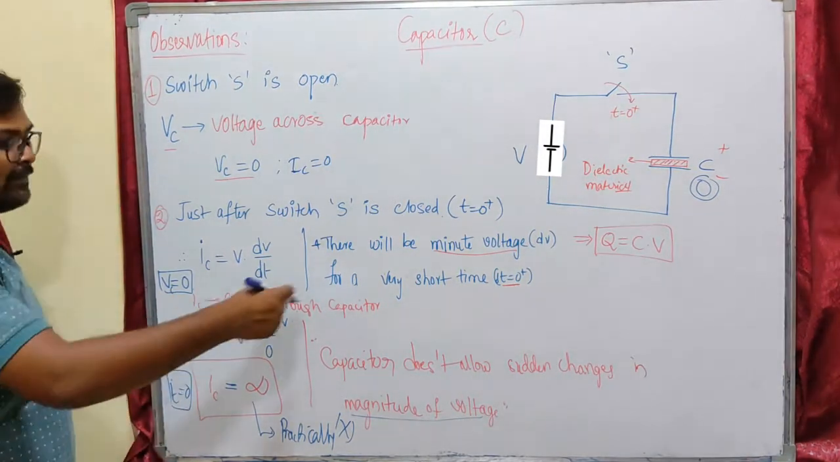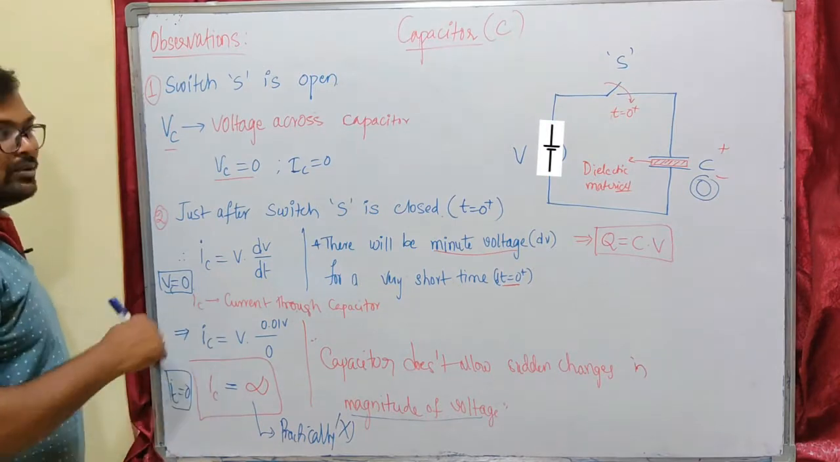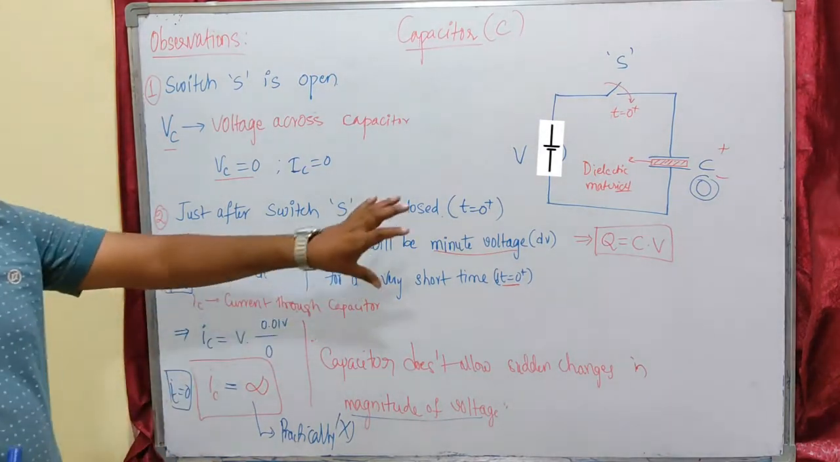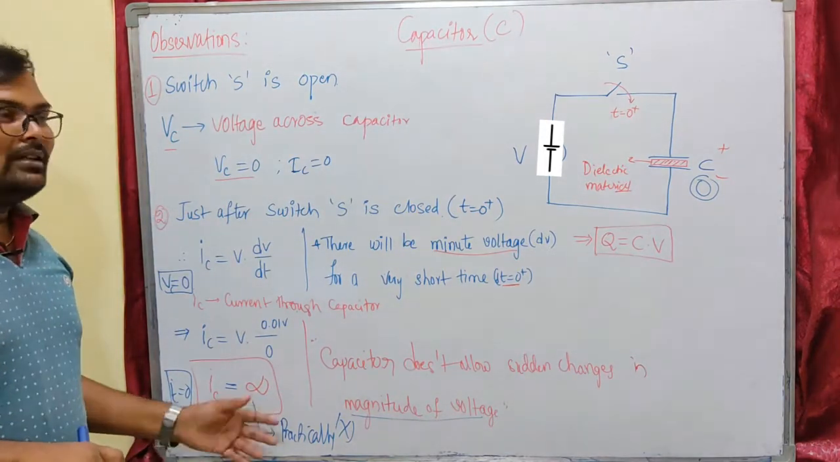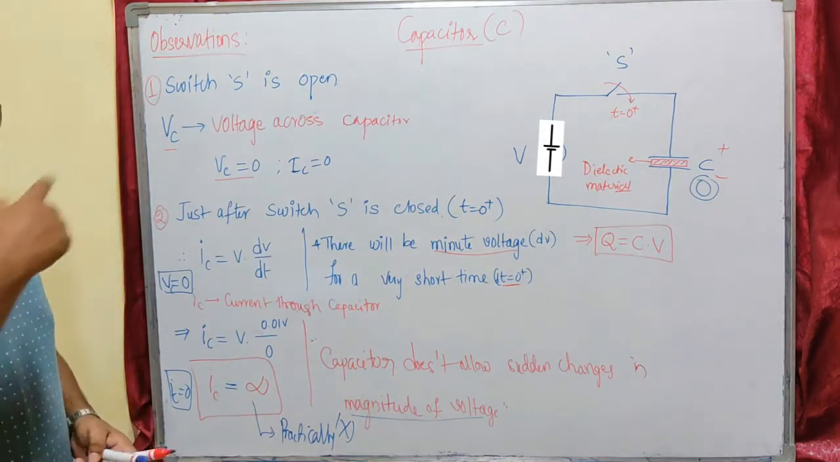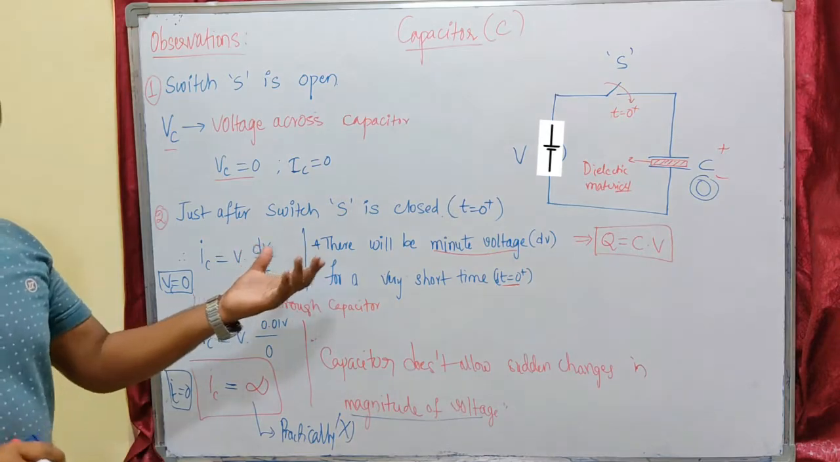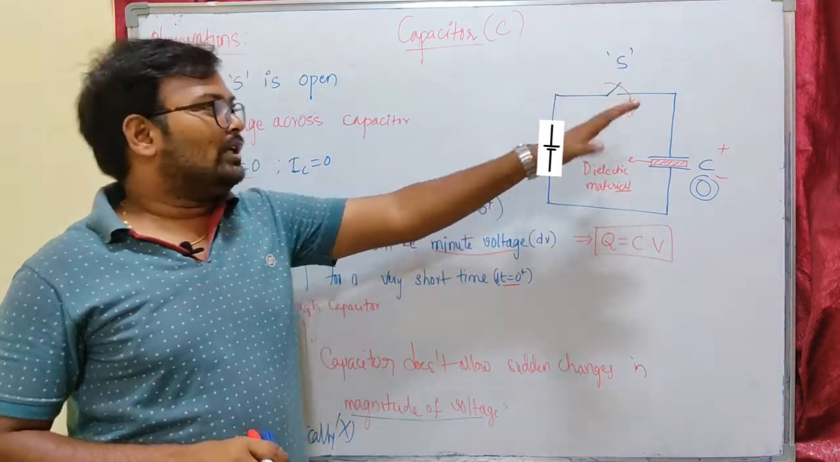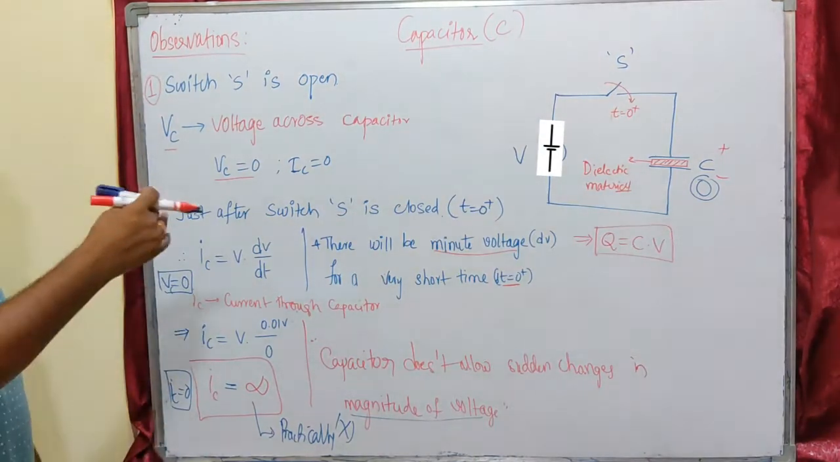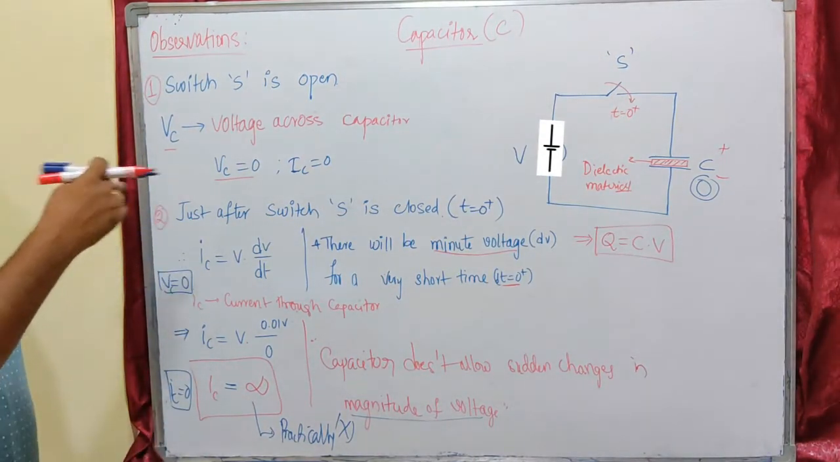There will be no abrupt change in voltage, so there will be no current. This is the property of capacitors: the capacitor doesn't allow sudden changes in voltage, so the current cannot be infinite. This is similar to our inductor, which does not allow sudden changes in current, so that it cannot produce infinite voltage. Now let us see what is happening after some time after closing the switch.